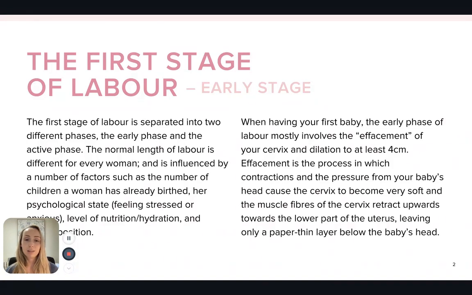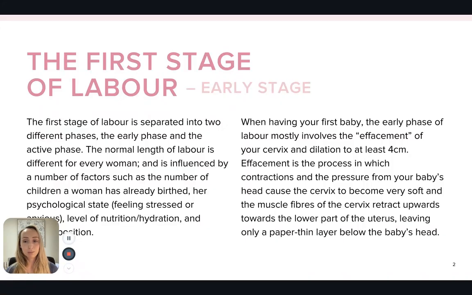The normal length of labour is different for every woman, and it's influenced by a number of factors, such as the number of babies she's birthed already, her psychological state, so if she's feeling anxious or stressed, level of nutrition and hydration, and the position of baby.